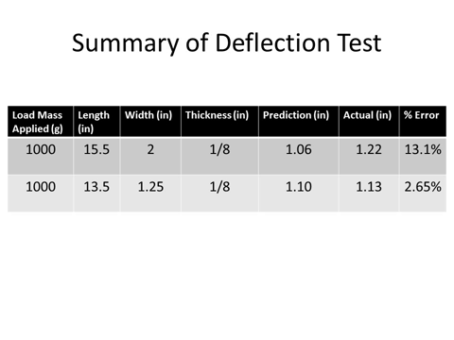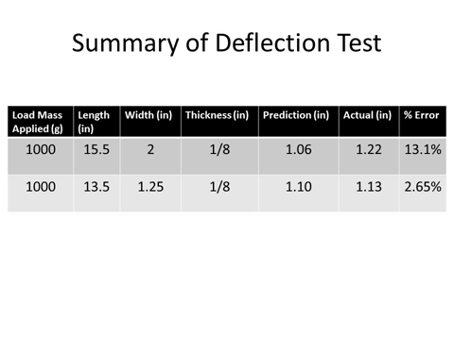This second data table shows data from our deflection testing. In this test, we applied a specific load to the beam and calculated an expected deflection result. The first beam we tested was 15.5 inches long, 2 inches wide, and 1/8 of an inch thick. When a load of 1,000 grams was applied, our MATLAB code gave a resulting deflection of 1.06 inches. When we tested this beam in the lab, the beam actually deflected 1.22 inches. This gave a percent error of 13.1%.